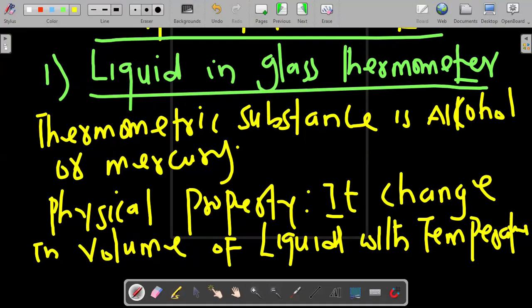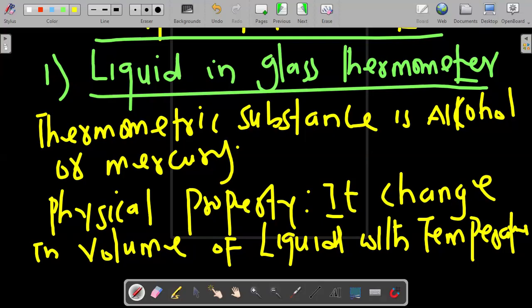This you can see. We call them physical properties. So the change in volume of liquid with temperature: as temperature increases, the volume of the liquid also increases. That's why the doctor or the nurse tells the patient that your temperature is very high or your temperature is normal.